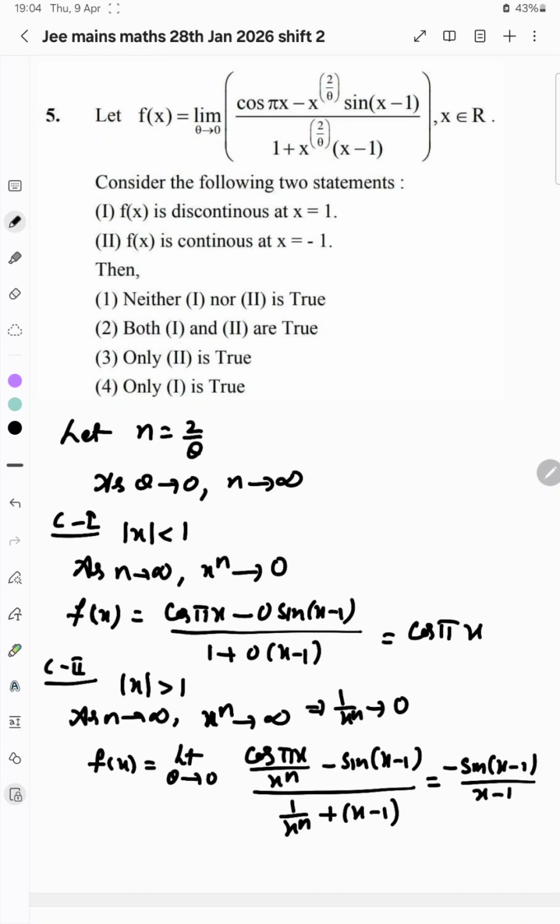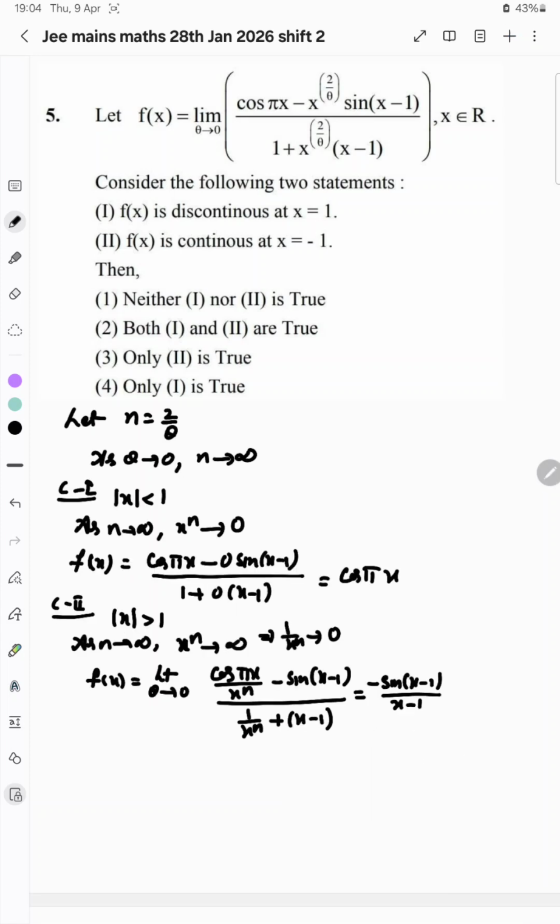That is case 2. Now we will find the f(x) function exactly at x = 1. Case 3: exactly at x = 1, what is the value of f(1)? So f(x) is the limit as θ tends to 0 of cos πx, where we substitute x as 1 only. So what about this value?